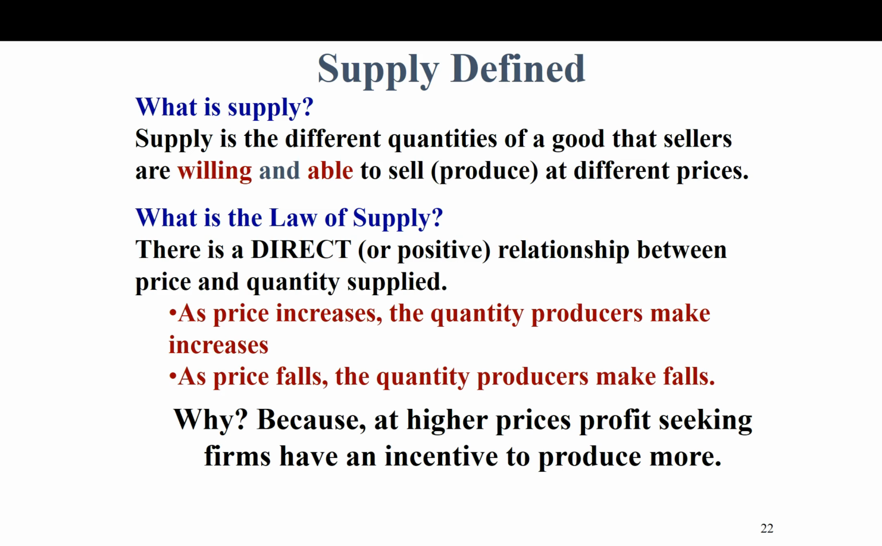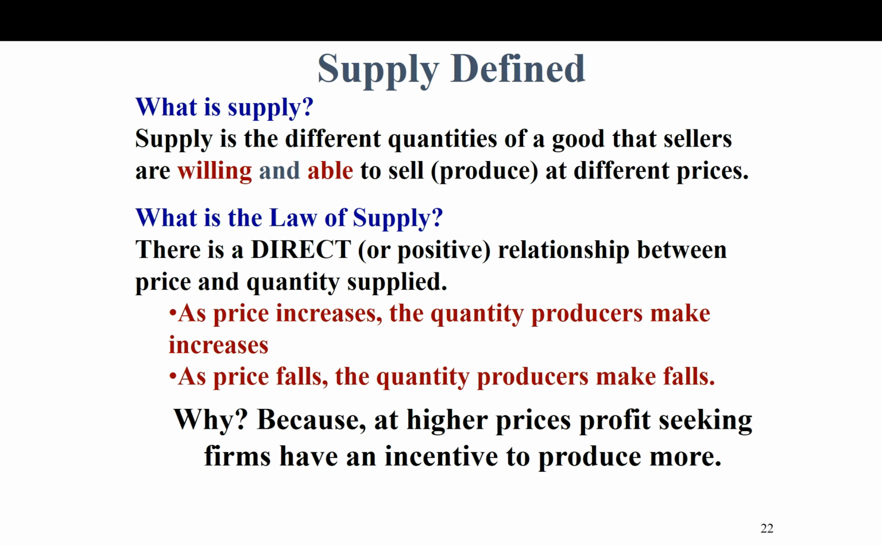And the reason for this direct relationship is because at higher prices, profit-seeking firms have an incentive to produce more. And if you were producing a product and the price for that product in the marketplace went up, you would happily bring more of that product to market.